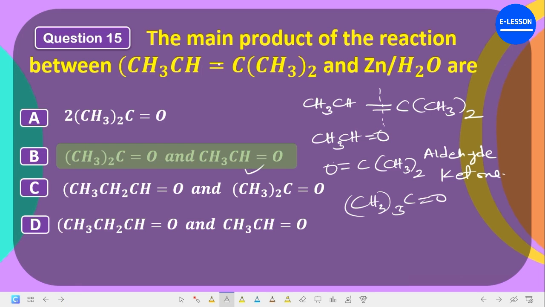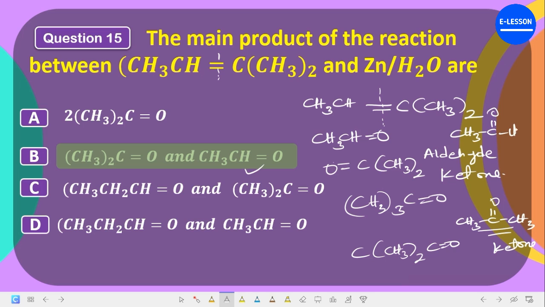Now it's very easy. All you need to do is divide this into two. That will give you either an aldehyde or a ketone. In this case, it gave you an aldehyde and a ketone. This group here is a ketone functional group, which is (CH3)2C double bond O. Why is it a ketone? This is CH3, C double bond O, CH3. This is a ketone. The other one is CH3, C double bond O, and H. This is an aldehyde. So the correct answer to that question is option B. Let's look at the next.